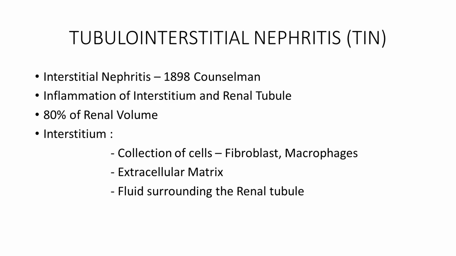And remember, interstitium is 80% of the renal volume. Interstitium is basically the supporting structure of the tubule. The supporting structure of the glomeruli is the mesangium. Glomerular capillaries are supported by the mesangium, whereas the tubules are supported by the interstitium. It consists of collection of cells called fibroblasts and macrophages. It has got extracellular matrix and then the fluid surrounding the renal tubule. These all collectively are called interstitium.